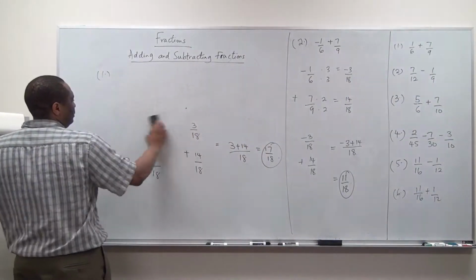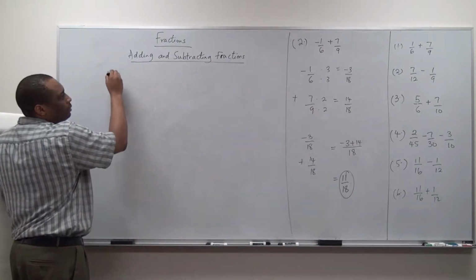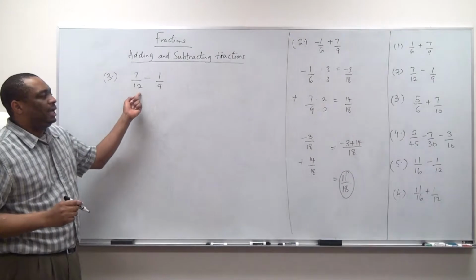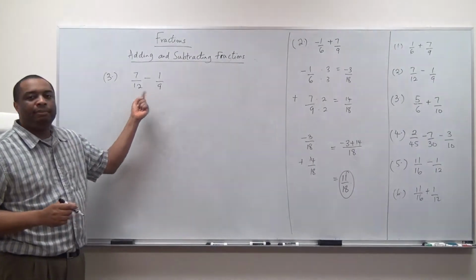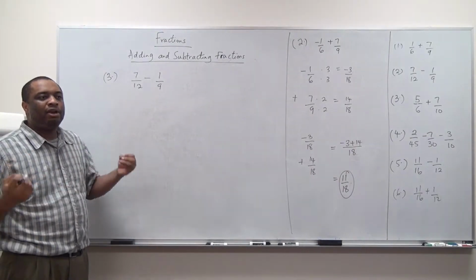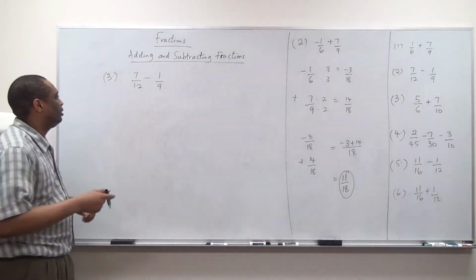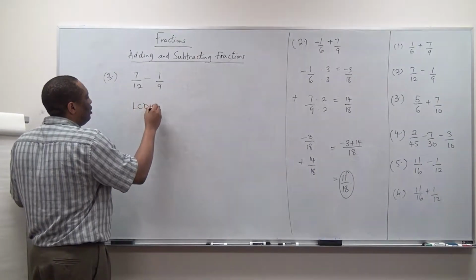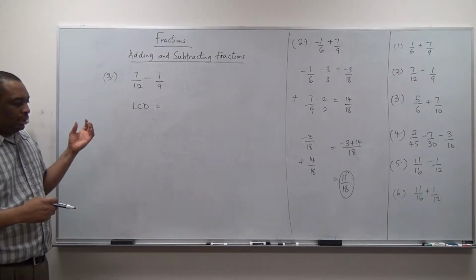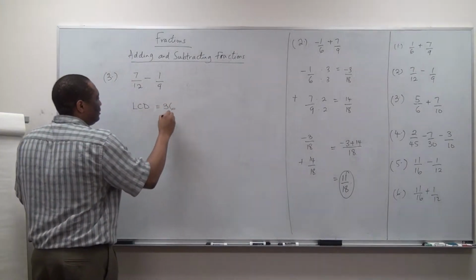The next question, number 3 question. 7 over 12 minus 1 over 9. They have different denominators. So we are looking for a common denominator. And out of all those common denominators, we want to find the least common denominator. What will be the least common denominator of 12 and 9? So we now see that the least common denominator of 12 and 9 will give us 36.